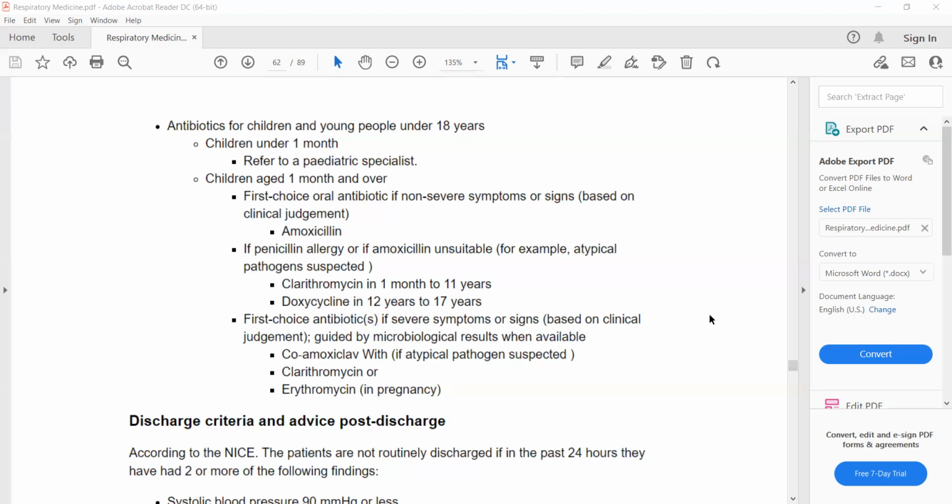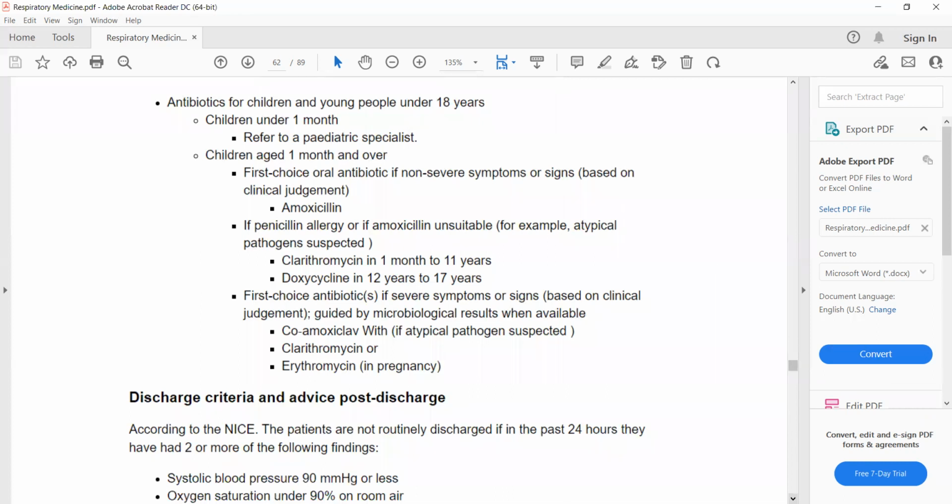Again, if the signs and symptoms are severe, then we'll use co-amoxicillin along with erythromycin. So double antibiotic for severe signs and symptoms and single antibiotic for mild disease. And the first choice will always be amoxicillin. So three drugs that can be used in the management of pneumonia in adults and in children as well. These three include amoxicillin, clarithromycin, and doxycycline. And in pregnancy, erythromycin as well.